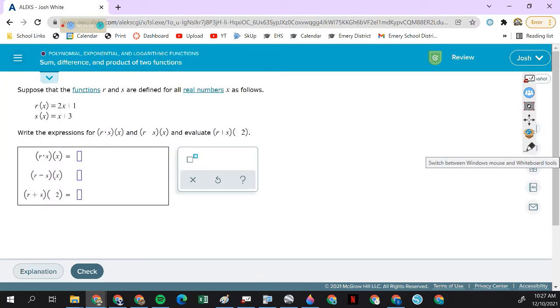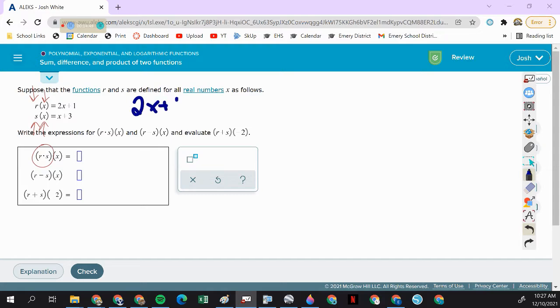All right. So here we have two functions. The first function's name is r, and it's written in the variable x. The second function's name is s, and it's also written in the variable x. So we want to build a new function. And the new function's name is r times s, and it's still written in the variable x. How do we build the function r times s? Well, we just take the r function, and we multiply it by the s function.